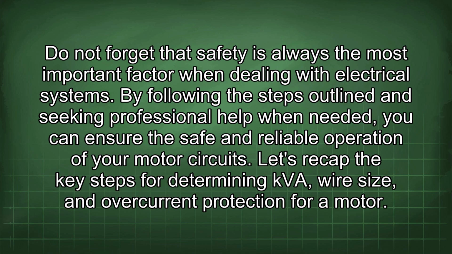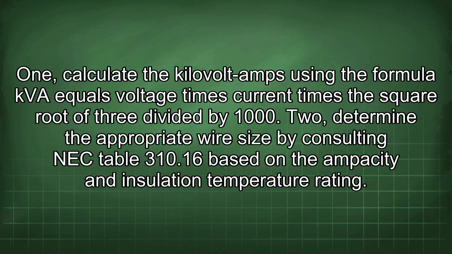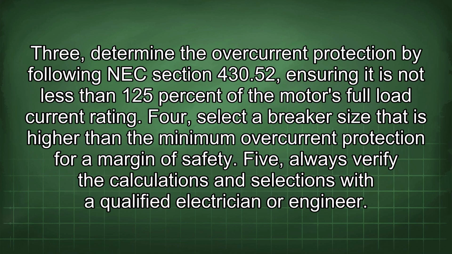Let's recap the key steps for determining kVA, wire size, and overcurrent protection for a motor. 1. Calculate the kilovolt amps using the formula kVA equals voltage times current times the square root of 3 divided by 1000. 2. Determine the appropriate wire size by consulting NEC table 310.16 based on the ampacity and insulation temperature rating. 3. Determine the overcurrent protection by following NEC section 430.52, ensuring it is not less than 125% of the motor's full load current rating.